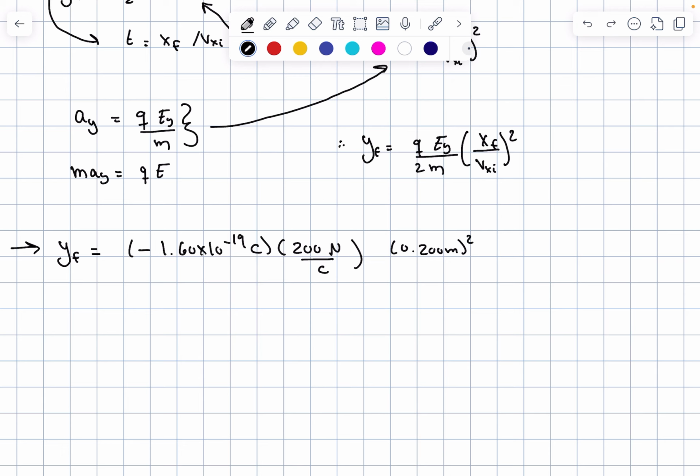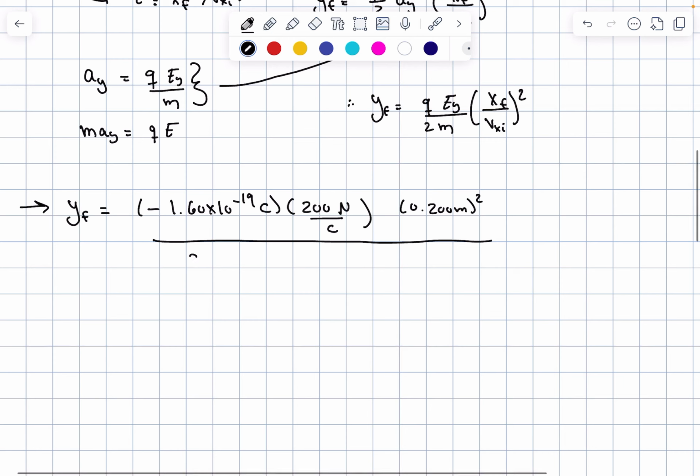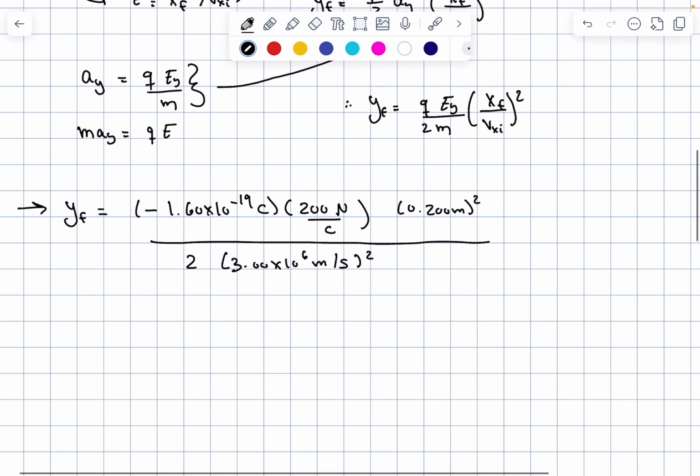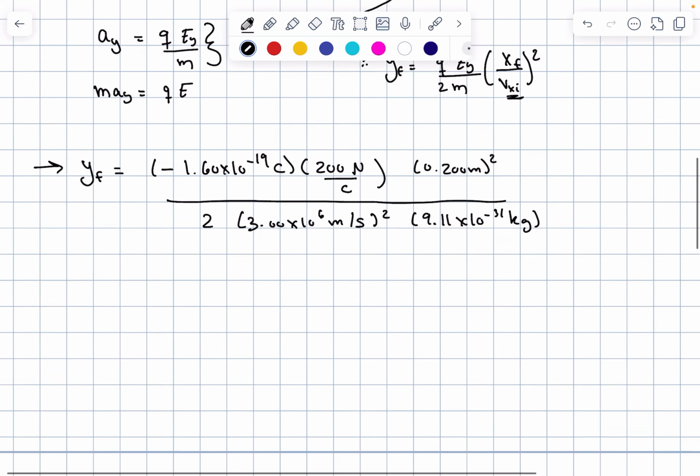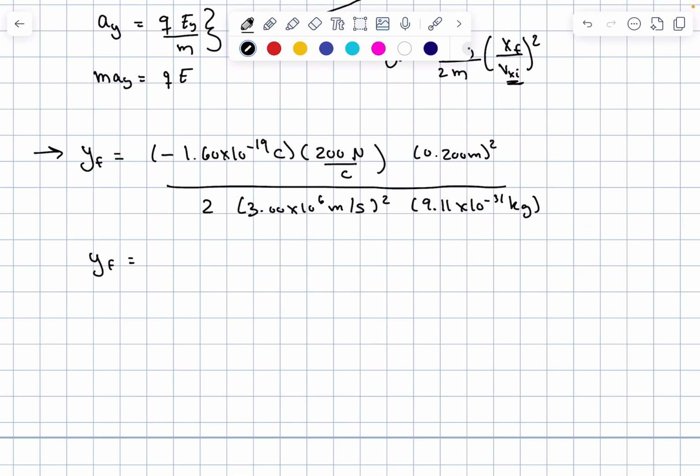That doesn't look really pretty. I divide that by, then I have my 2, and then I have 3.00 times 10 to the 6 meters per second. Square that. Sorry, this is the velocity, not the mass, right? So this is the velocity squared, and then the mass is 9.11 times 10 to the negative 31 kilograms. So I plug in all of that, and as an answer, I get negative 0.0781 meters.